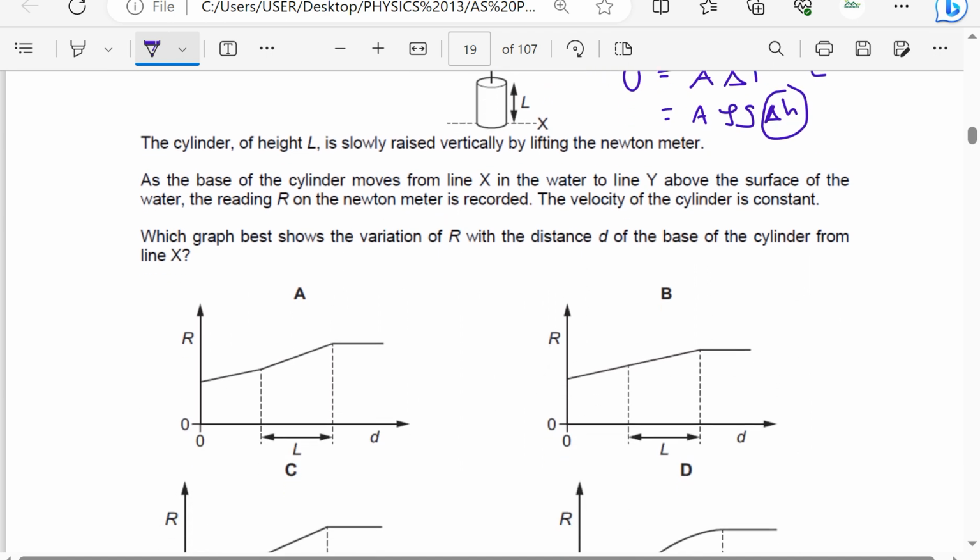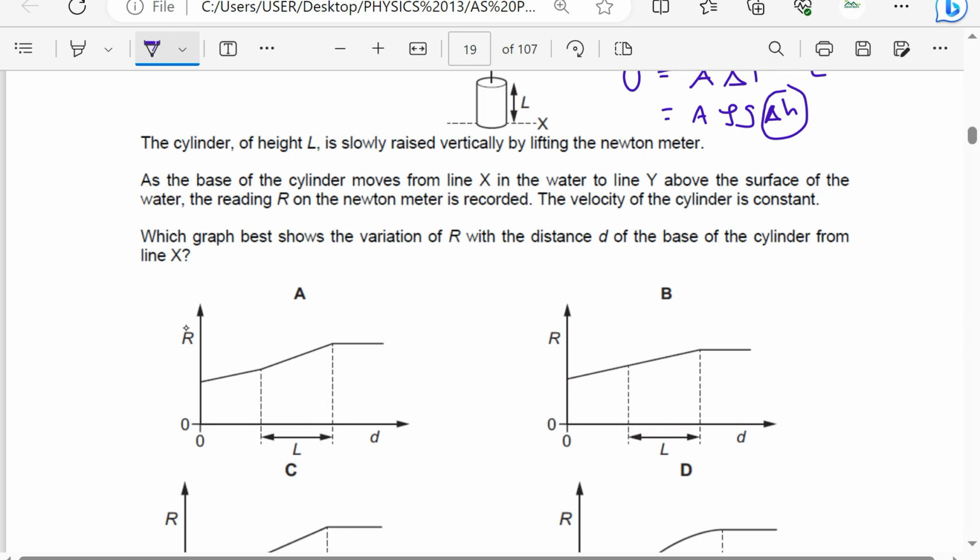As the base of the cylinder moves from line X in the water to line Y above the surface of the water, the reading R on the Newton meter is recorded. The velocity of the cylinder is constant, so it means the drag force is not changing. Which graph best shows the variation of R with the distance d of the base of the cylinder from line X?